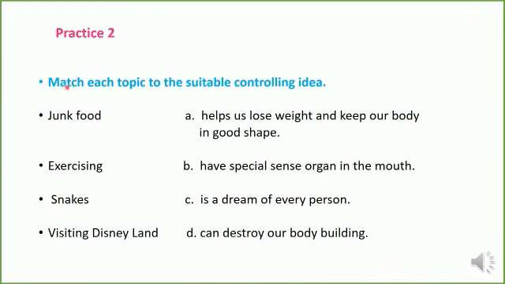Now practice 2, match each topic to the suitable controlling idea. Here we have the topics and here the controlling ideas. Number 1, junk food can destroy our bodybuilding. Exercising helps us lose weight and keep our body in good shape. Snakes have a special sense organ in the mouth. The last one, visiting Disneyland, is a dream of every person.